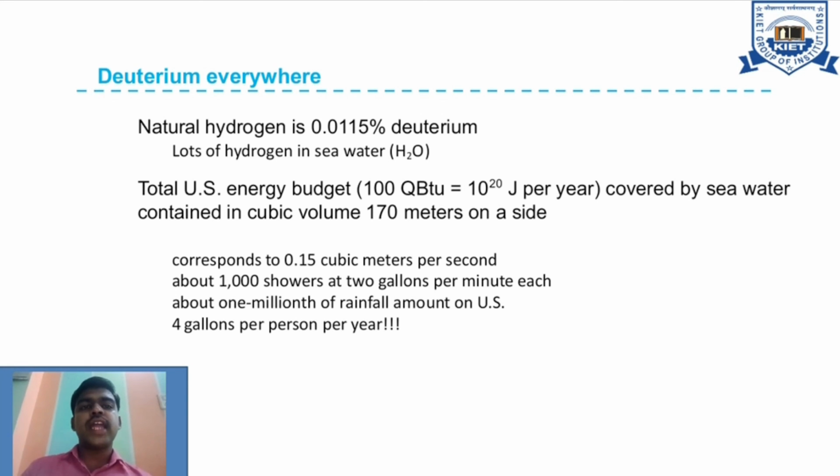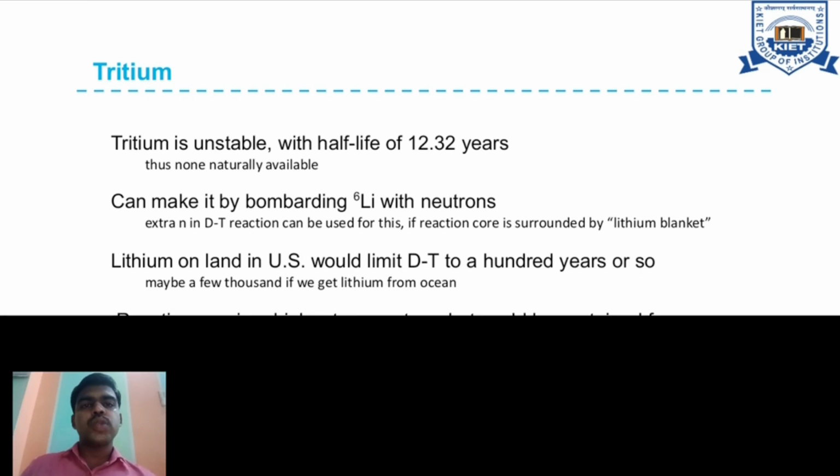Here comes deuterium everywhere, because in nuclear physics we have to consider each and every reaction, whether it is natural hydrogen that ranges around 0.0115% deuterium, because there is lots of hydrogen in the seawater. This is a case study from the total US energy budget, covering the seawater contained in the cubic volume. Overall they are mentioning 0.5 cubic meters per second and finally 4 gallons per person per year. This is deuterium everywhere in our surroundings.